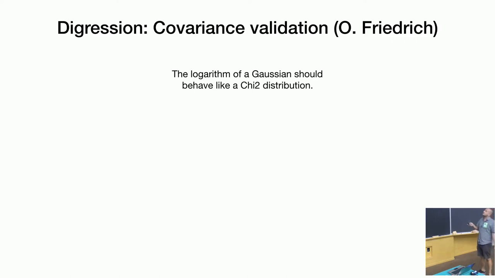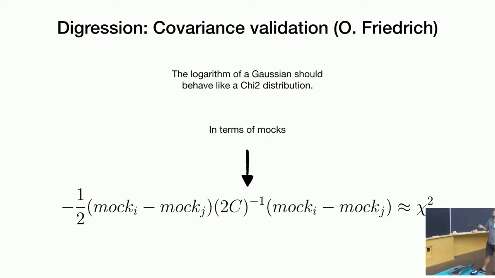We know that the logarithm of a Gaussian should behave like a chi-square distribution. In terms of mocks, we can write the argument of the exponential in the Gaussian. Instead of using a model, we can use the mocks themselves. So we have the statistic evaluated at mock i minus the statistic evaluated at mock j, squared, divided by the covariance. The usual covariance is multiplied by 2.